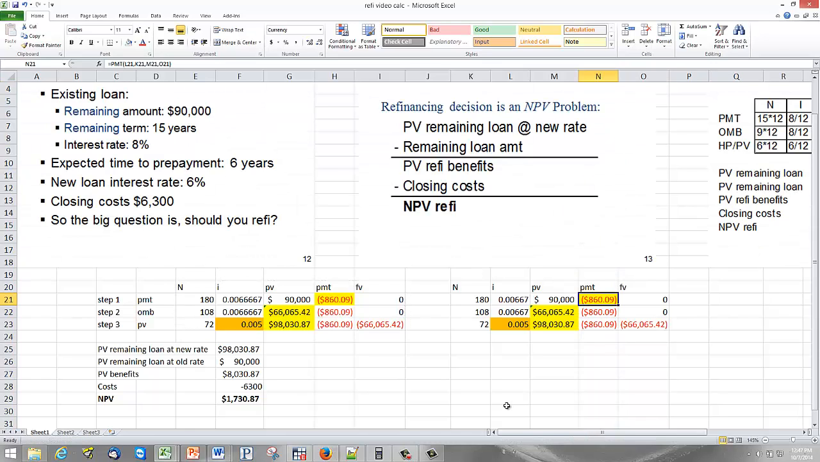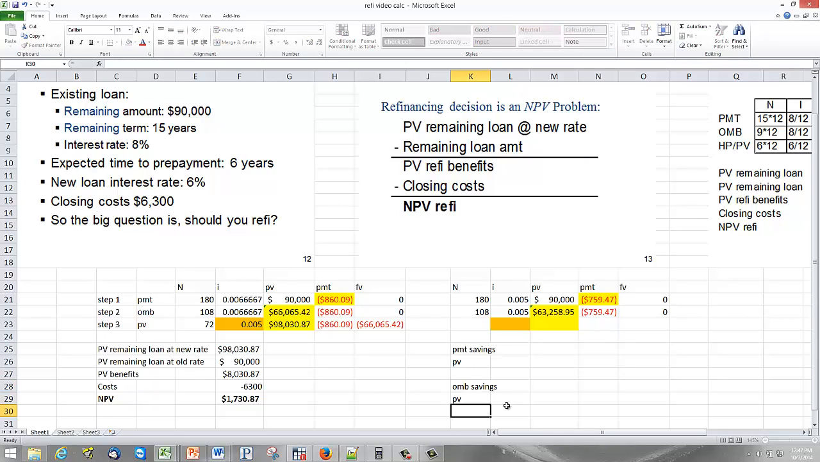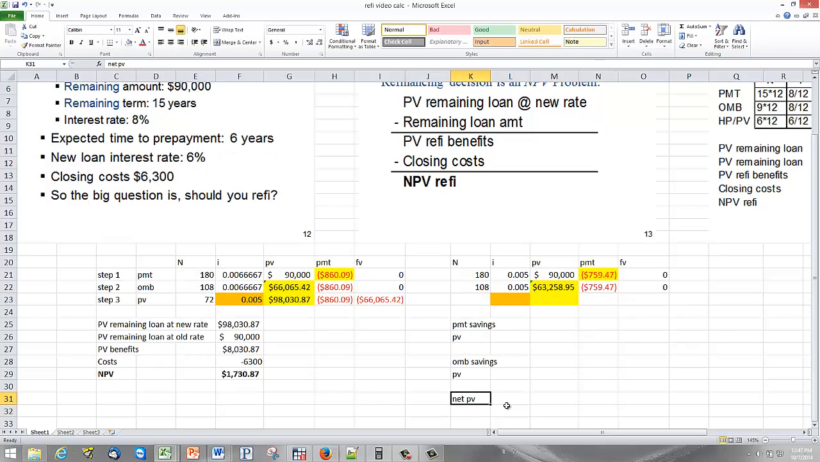So I'm just going to copy this whole thing over here and widen my columns for the data to fit. But now, instead of using those calculations, I'm going to change the interest rate to the new rate, the 6%. I want to show the difference in payment savings, get the present value of that, and the outstanding mortgage balance savings, get the present value of that, and then add the two to get net present value.